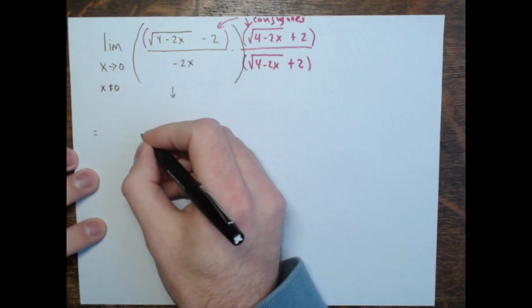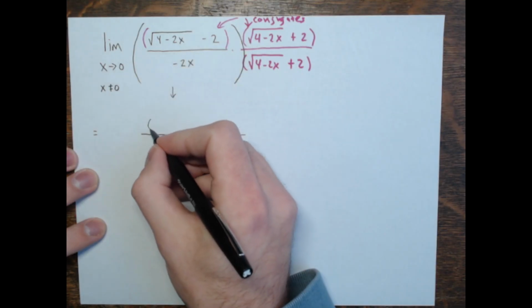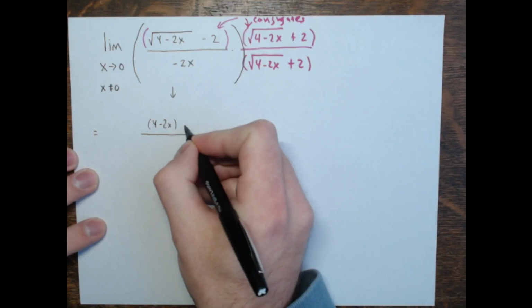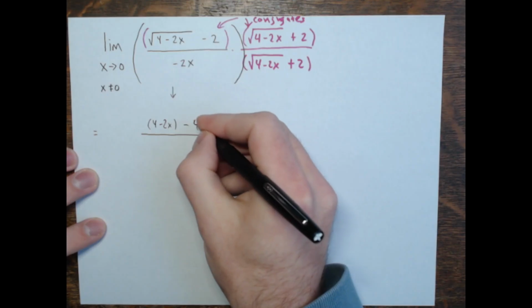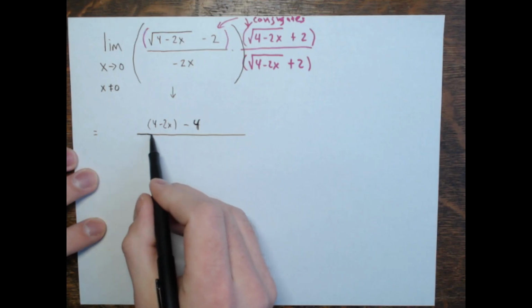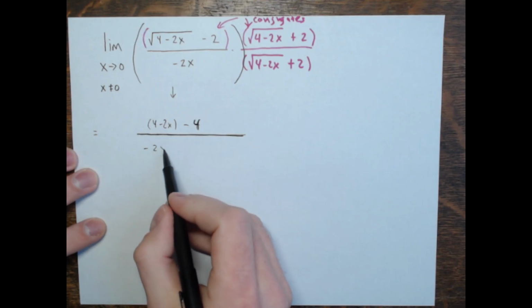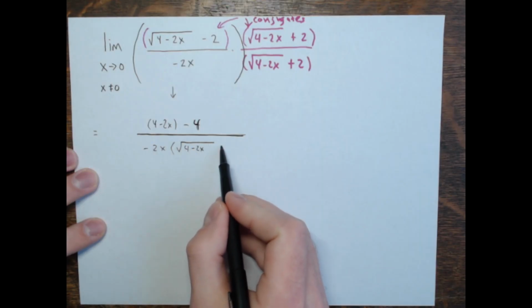So this expression here, the numerator, is now the square root of 4 minus 2x, squared. So that's just 4 minus 2x, and then minus 2 squared. So 4. So that's the numerator, multiplying the conjugates. And then the denominator has this, -2 times x, and then times that conjugate, square root of 4 minus 2x, plus 2.